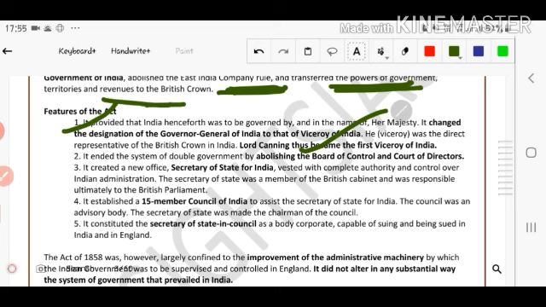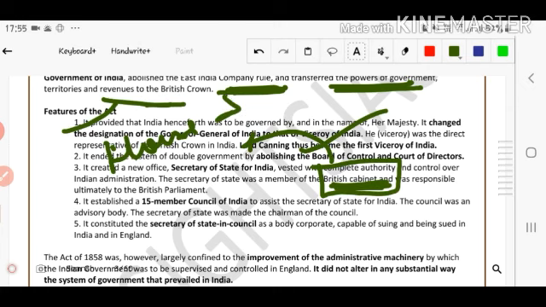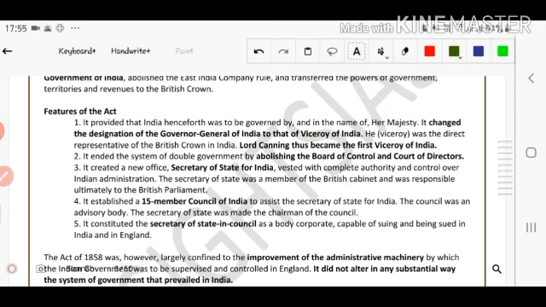The Secretary of State was a member of the British Cabinet and was ultimately responsible to the British Parliament. The Cabinet is part of the House of Lords and House of Commons, in which the government of the day is changing. It established a 15-member Council of India to assist the Secretary of State for India.